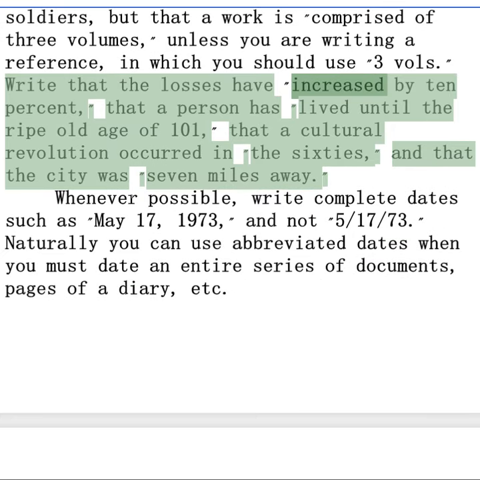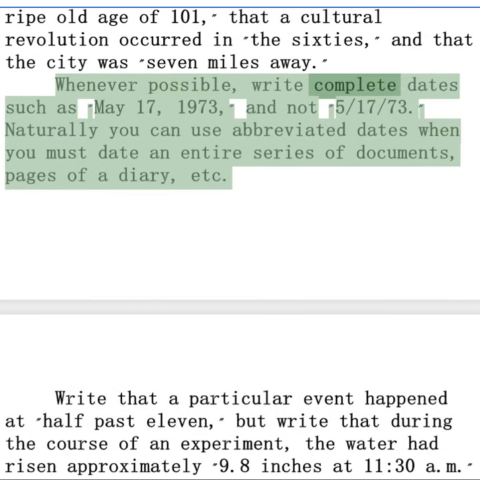Write that the losses have increased by 10%, that a person has lived until the ripe old age of 101, that a cultural revolution occurred in the 60s, and that the city was 7 miles away. Whenever possible, write complete dates such as May 17, 1973, and not 5/17/73. Naturally, you can use abbreviated dates when you must date an entire series of documents, pages of a diary, etc.